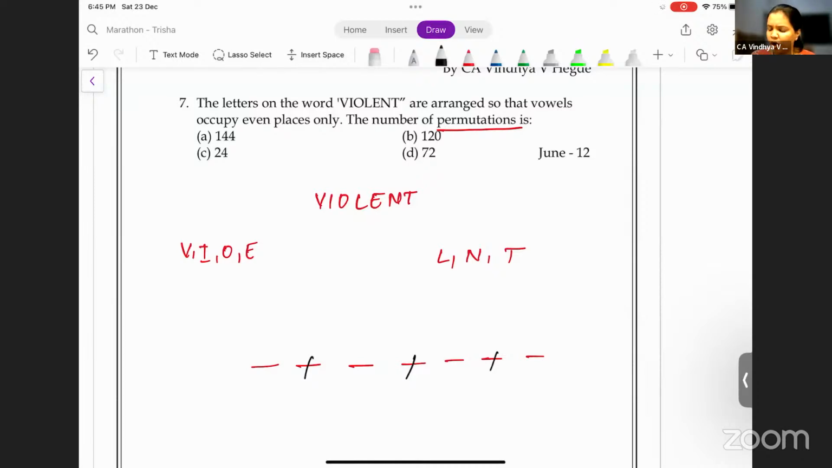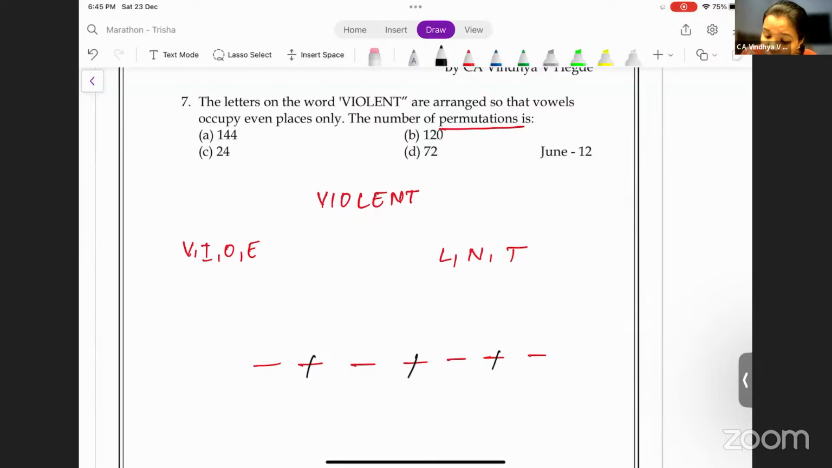Okay. All right. Sorry, there's a small mistake here. It should be consonants in even places. All right, so what are the consonants here? There are L, N, and T. Three consonants, three even places.